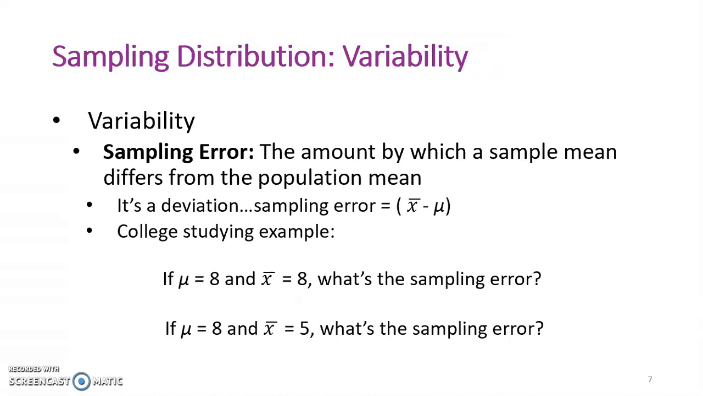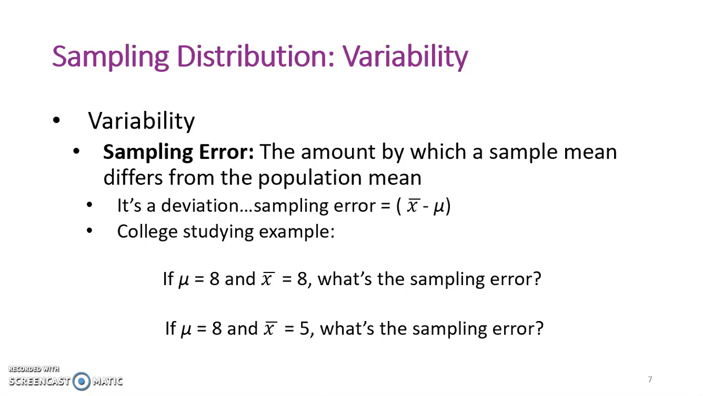So we've discussed the central tendency and the shape of the sampling distribution. Now we'll move on to variability of the sampling distribution. The primary concept that pertains to variability of the sampling distribution is sampling error. Sampling error is the amount by which a sample mean differs from the population mean. Sampling error is a big deal because it's important to know if your estimate is a little off or if it's really off. Having low sampling error means your estimate is pretty accurate.